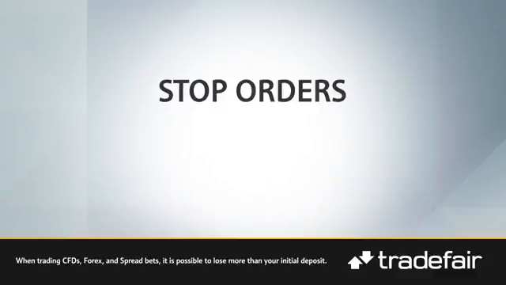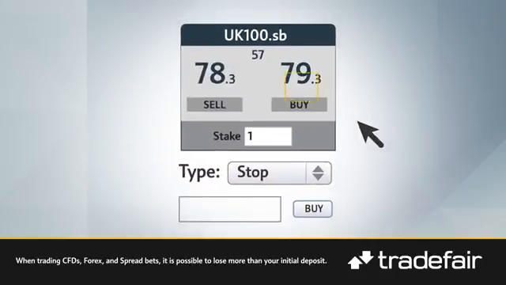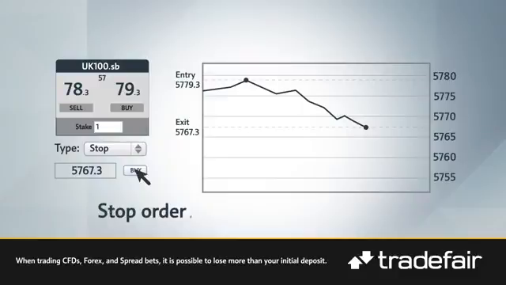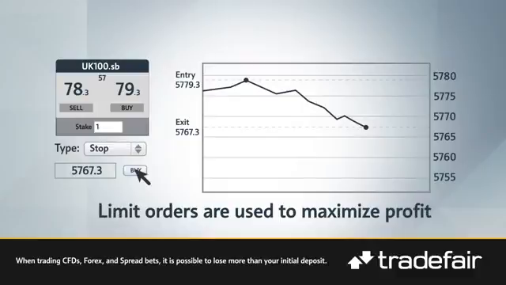Stop orders are orders to open a market order when a specified price is reached. For example, if you bought UK 100 at 5779.3, you may set a stop order at 5767.3. If the market hits or falls below 5767.3, you will automatically sell and exit the market. Stop orders are used to minimize your risk. Limit orders are used to maximize your profit.